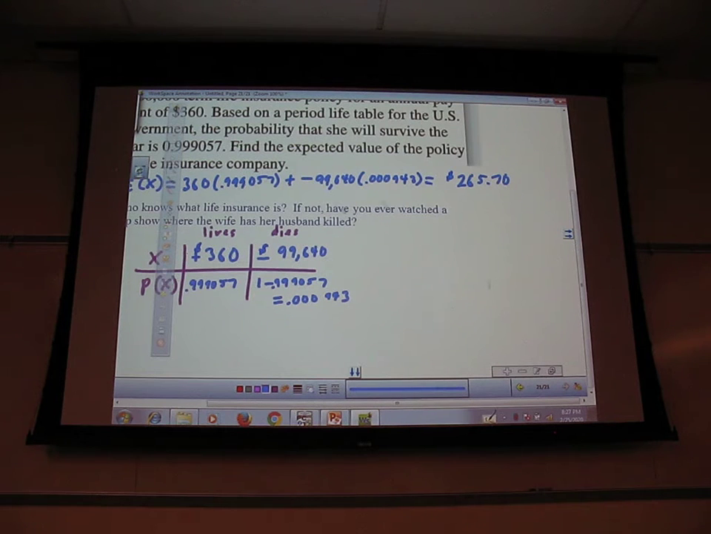Okay, let's erase that. Is that plus or negative? You can do plus and negative, or you can just subtract it. Same thing. So you should have 265.70. Good?